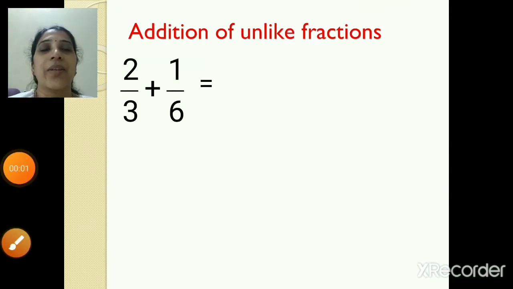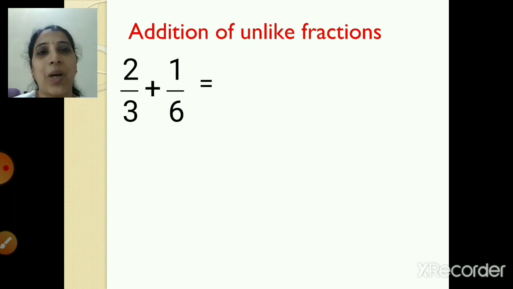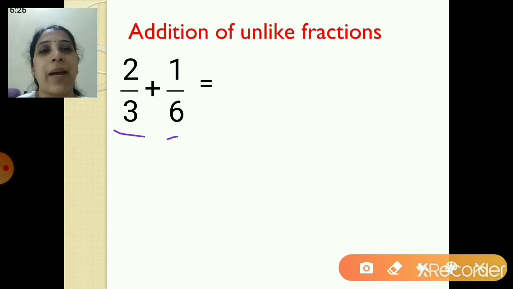So children, let's move to the next part, that is addition of unlike fractions. So what is the first example? 2 upon 3 plus 1 upon 6. So you can see the denominators are 3 and 6, right? So 6 is divisible by 3, right? 3 2s are 6, right? So what we are going to do? We are going to keep the fraction 1 upon 6 as it is, right? So we are going to change only the first fraction, that is 2 upon 3.